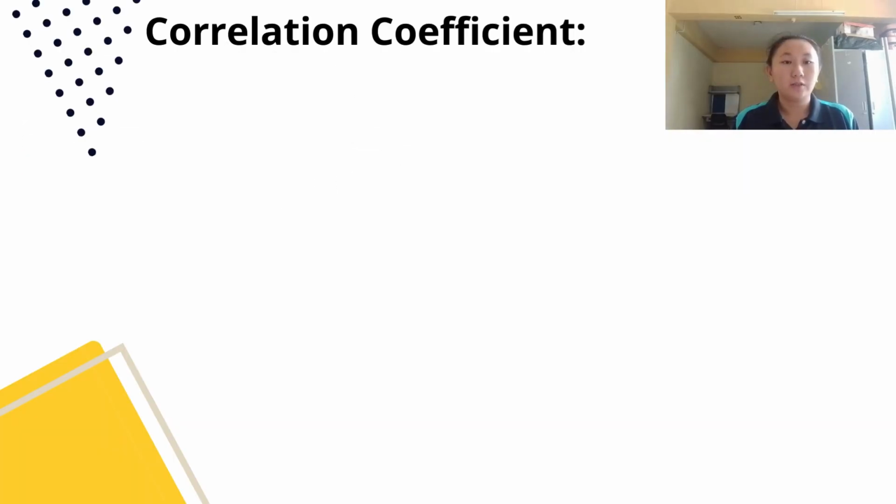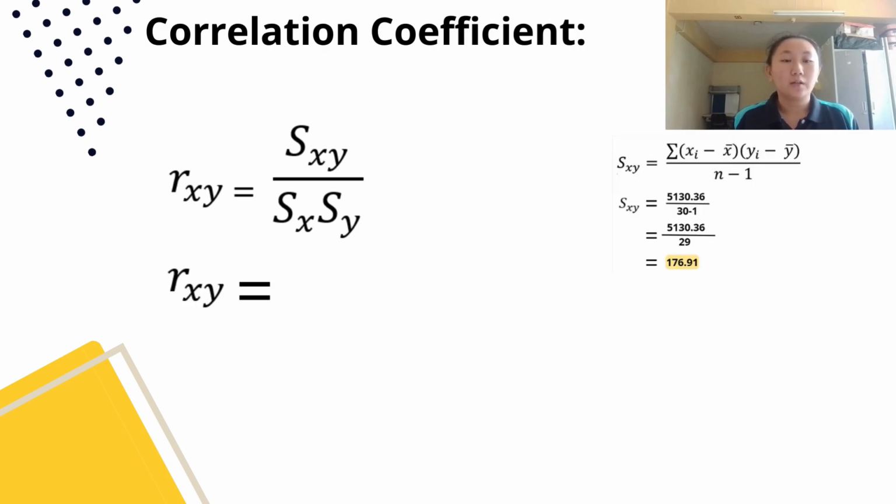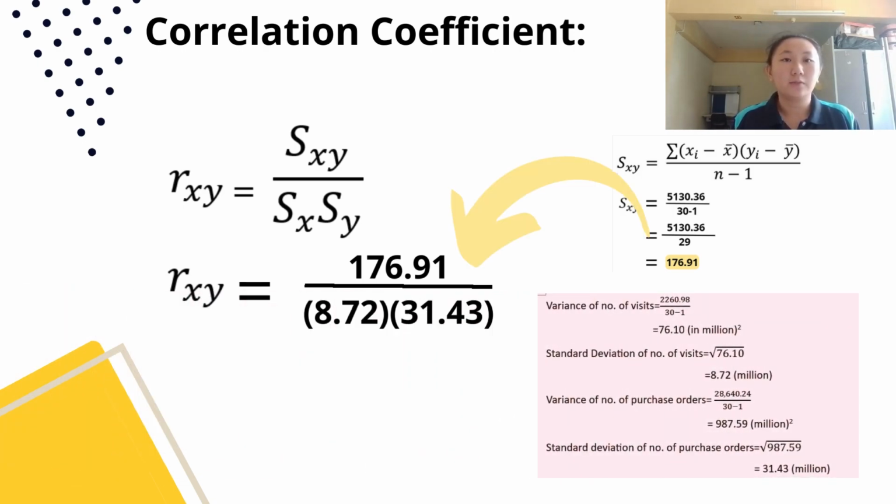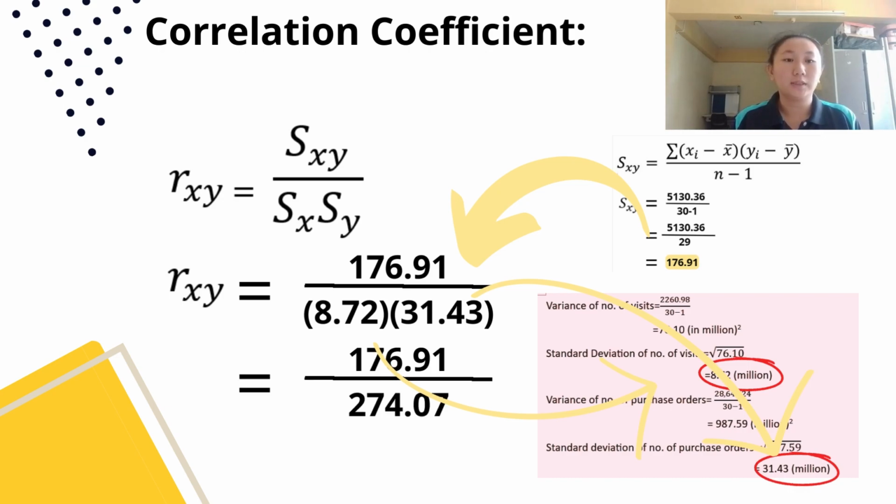Next, for the correlation, the formula is the covariance of the two metrics divided by the standard deviation of data x times the standard deviation of data y. According to the last part, we have calculated the covariance between the two metrics as 176.91 million, and the standard deviation of x is 8.72 million, while the standard deviation of y is 31.43 million. So, it is equal to 176.91 million divided by 274.07 million. Thus, the answer is 0.65.